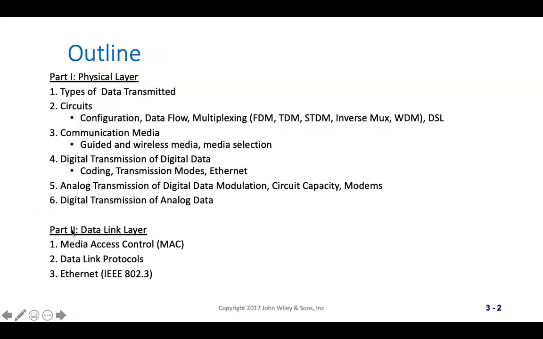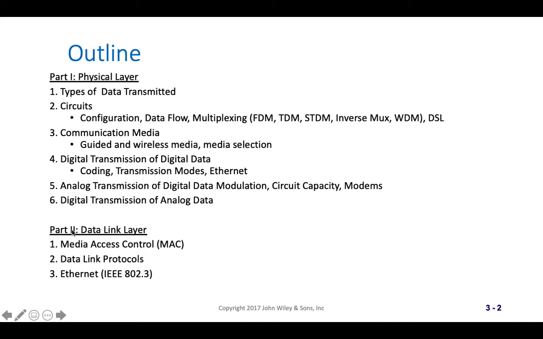What we will cover today, we will go over the physical layer and the data link layer. If you have watched the previous lecture, we mentioned that the physical layer is layer number 1 inside the OSI model, and the data link layer is layer number 2. We will go over each layer.